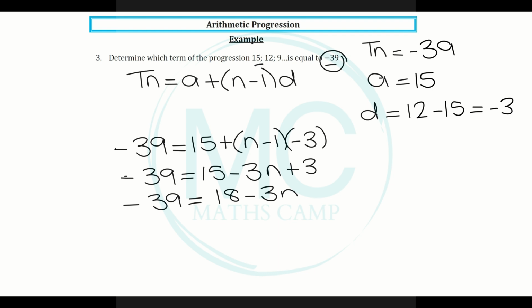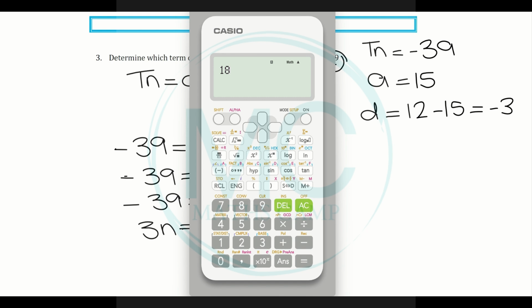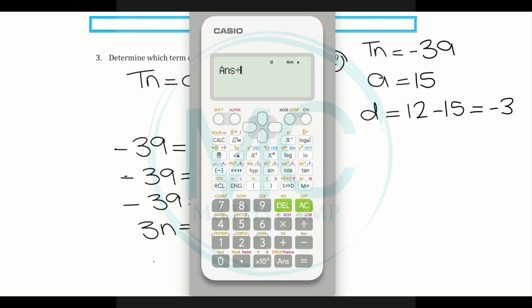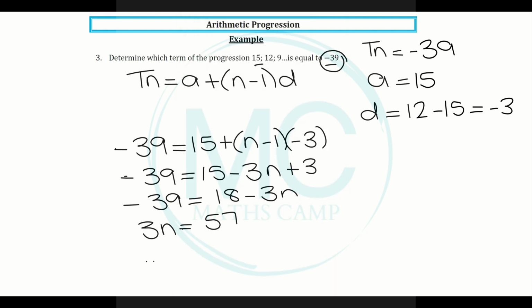Let's make our n term positive, so let's move it to the left. We now have 3n is equal to 18 plus 39. Let's take my calculator. 18 plus 39 is equal to 57. Now I can divide both sides by 3. 57 divided by 3 is equal to 19. So in this case, negative 39 is the 19th term.